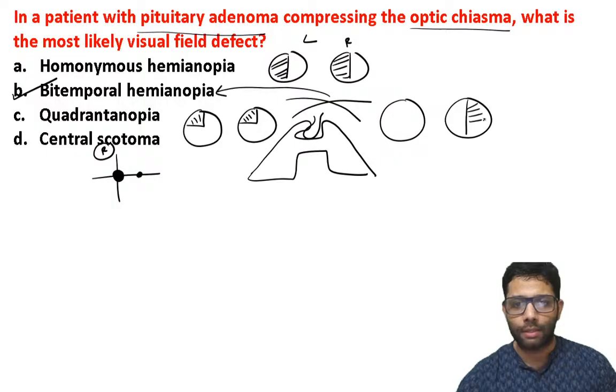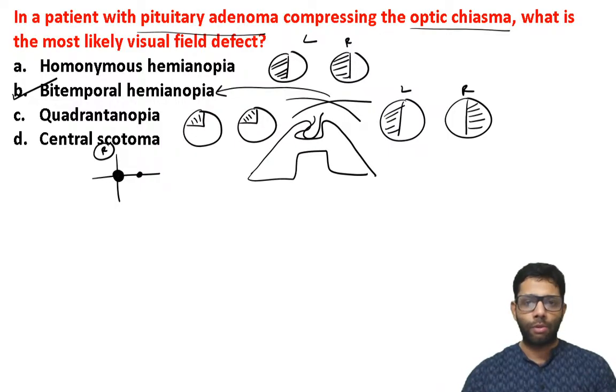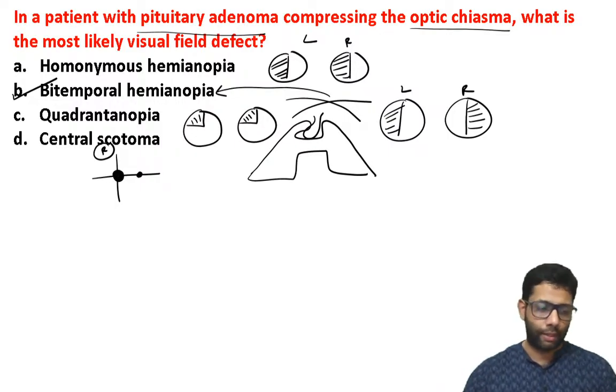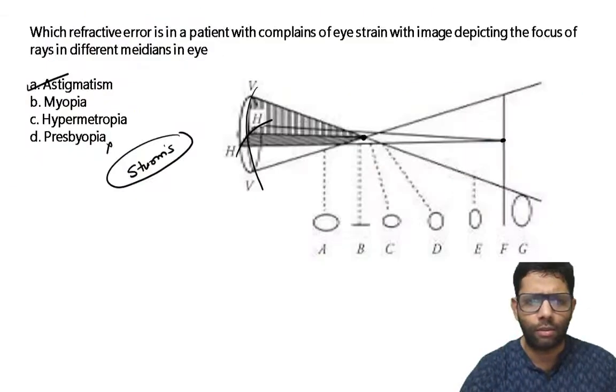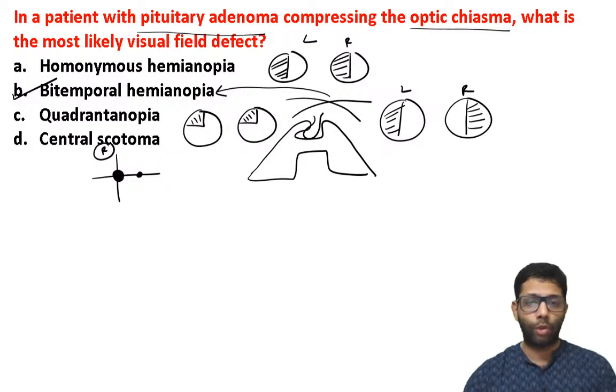The answer will be like this. This is right, this is left. So that is the only heteronymous. Heteronymous means opposite side visual field defect. So I think I've told you 4 questions. 4 out of 4 should be correct, or maybe 3 out of 4, it doesn't matter, but at least 3 questions out of 4 should be correct from now.